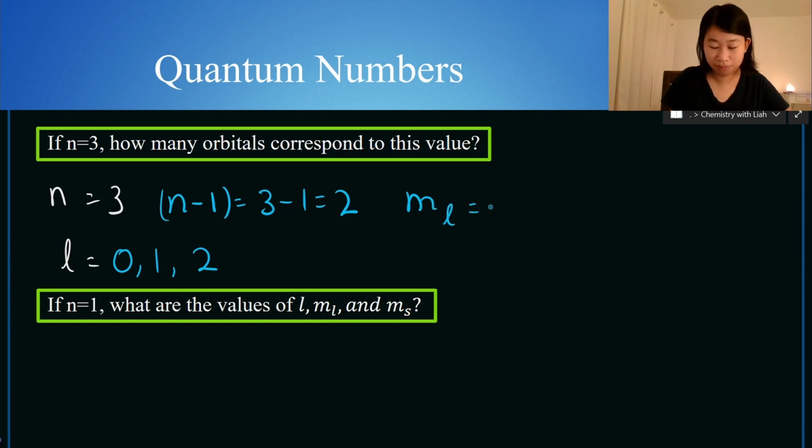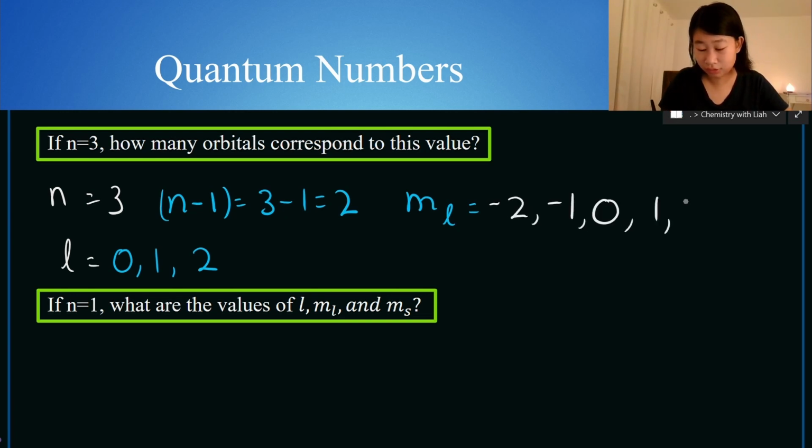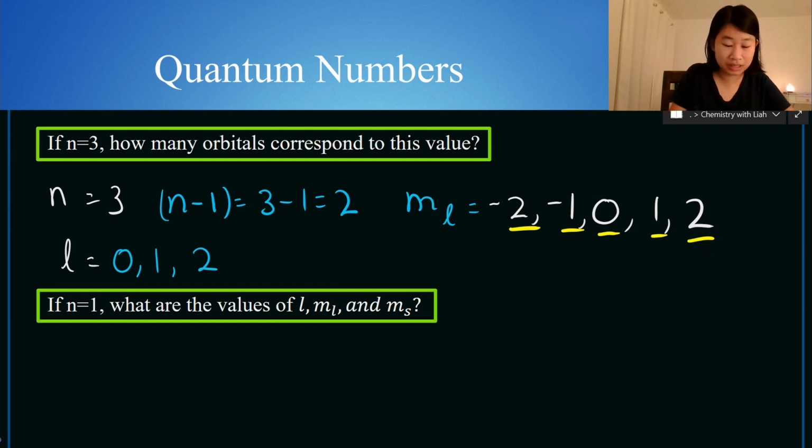L values. So remember, m sub L values are going to go from negative L values to 0 to positive L values. We're going to have negative 2, negative 1, 0, 1, and 2. Alright, so you go from your minimum to your maximum value. And so if you count up the number of values this is, you have 1, 2, 3, 4, and 5. So in this case, you would have 5 orbitals.